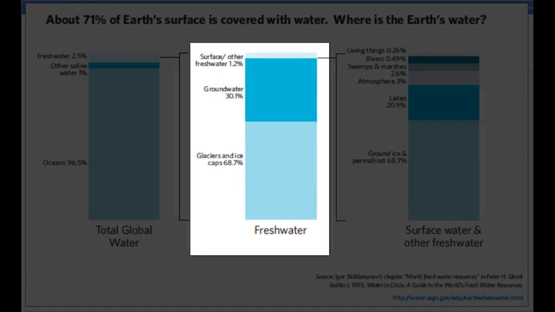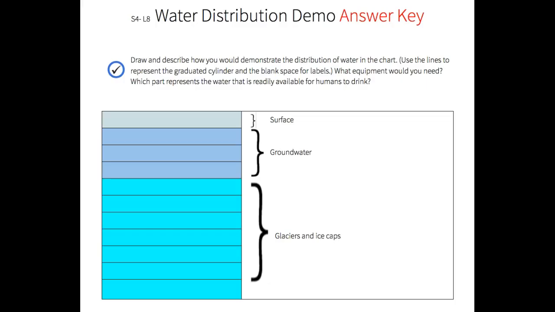In the Explain portion of this lesson, students will analyze the freshwater bar chart on the Global Water Facts Student Journal page. They will develop and explain a model that demonstrates the information depicted in the bar chart. Students should discuss what equipment they will need for the model and how much water is needed to represent water in the form of glaciers and ice caps, groundwater and surface water, and other fresh water.